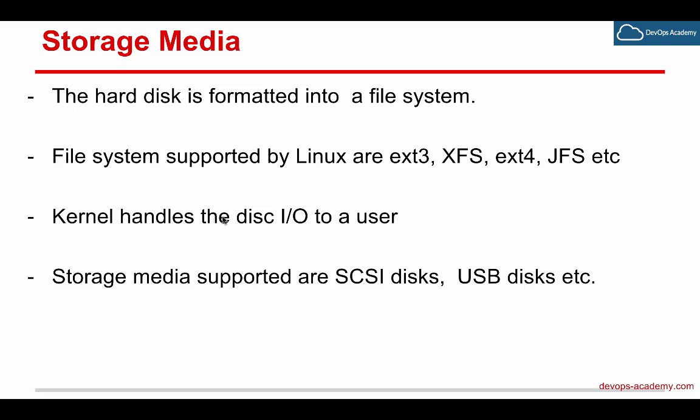So the kernel handles the disk IO for a user, which means that any file operations like writing to a file, reading a file, or appending to a file are handled for the user. Storage media supported are SCSI disks, USB disks, etc. A SCSI disk is a type of bus interface integrated within the motherboard of your computer system, and USB disks are externally connected devices, which are called universal serial bus disks.